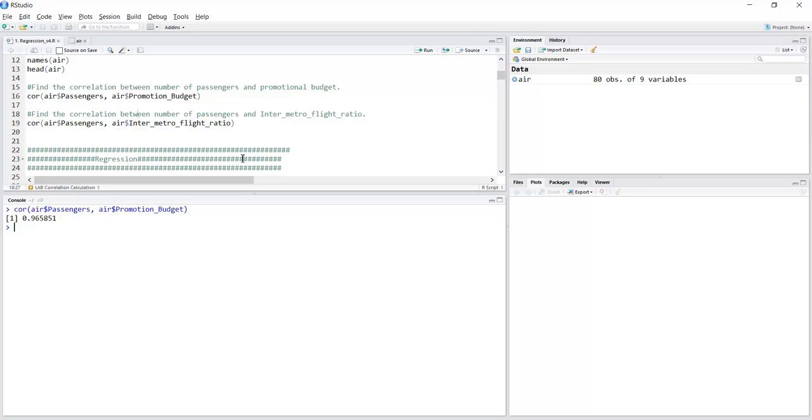Is there any correlation with intermetro flight ratio? If there are more flights between metros, do you think number of passengers will be high? So let us find the correlation between intermetro flight ratio and number of passengers. We use correlation again, and for passengers and intermetro flight ratio, it is just 50%. So it is not really a high correlation, because we know the correlation limits. Correlation more than 75%, only then do we call it high correlation. Correlation in and around 50%, we call moderate correlation. So that is it with the lab.